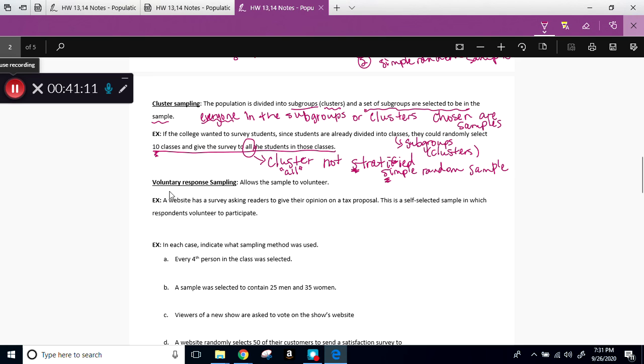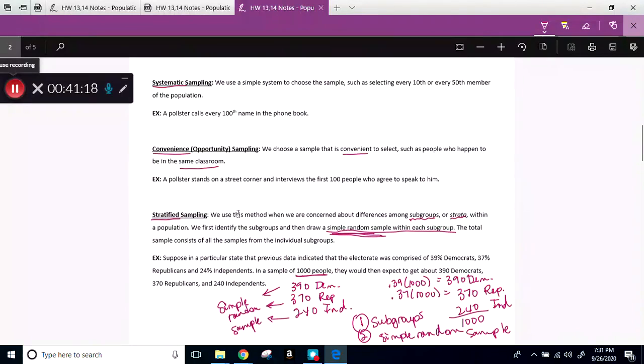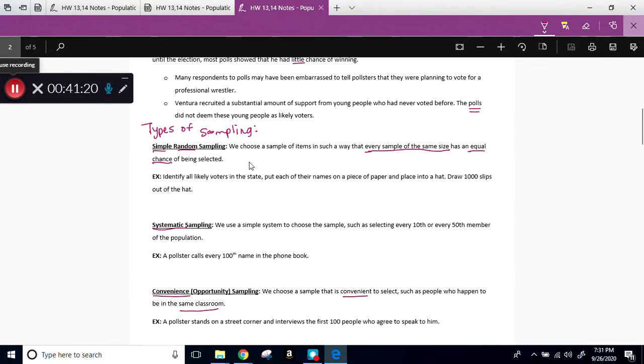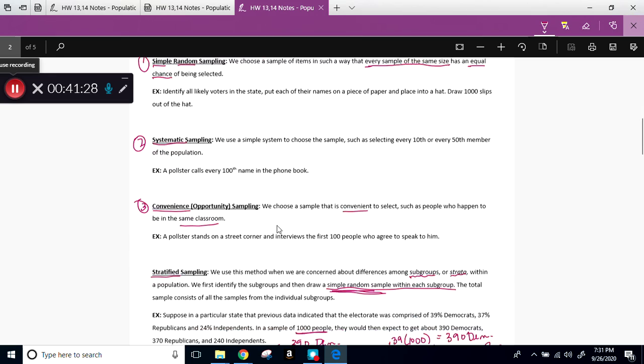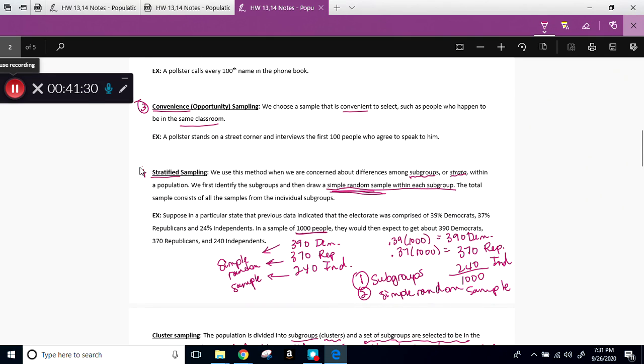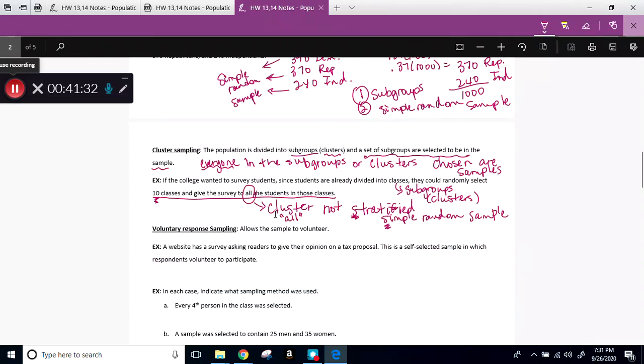Okay, voluntary response sampling. This is another type of sampling. So how many have we had so far? 1, 2, 3, 4, 5, 6. We're on our 6th one. 1, 2, 3, 4, stratified, 5, 6. Voluntary response sampling. This is allowing the sample to volunteer.